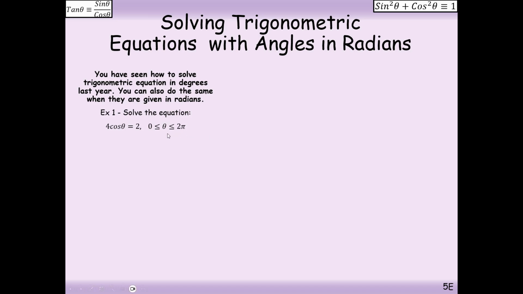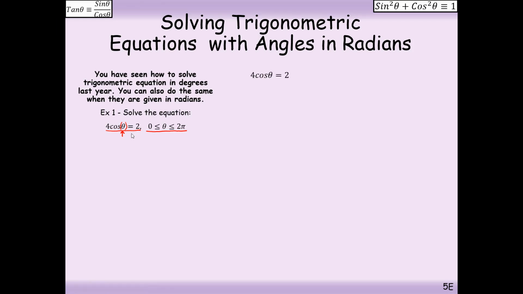Okay, the first thing I always do is look at the equation that we've been given, and this angle is theta. So there's a single theta here. It's not a multiple of theta, so we do not need to change this range. So we leave it as it is. Okay, so we can then start solving our equation.